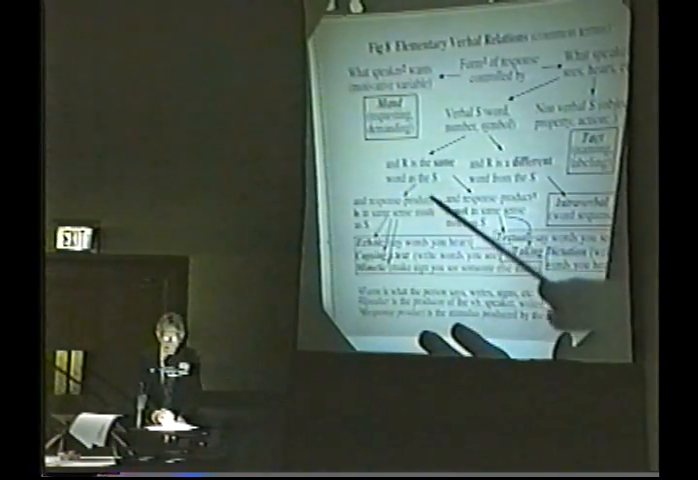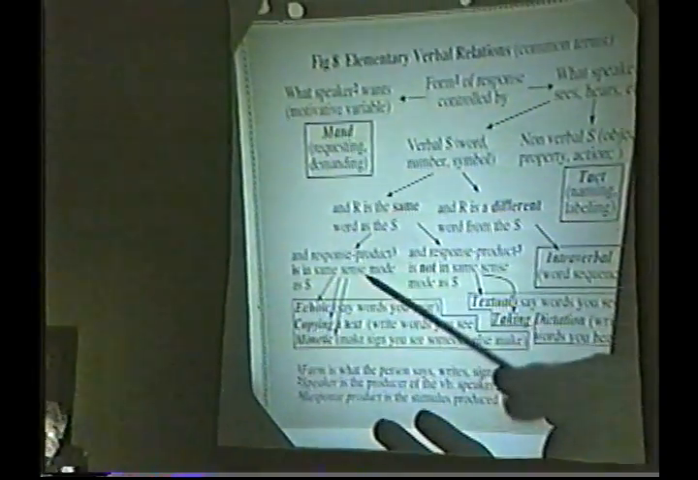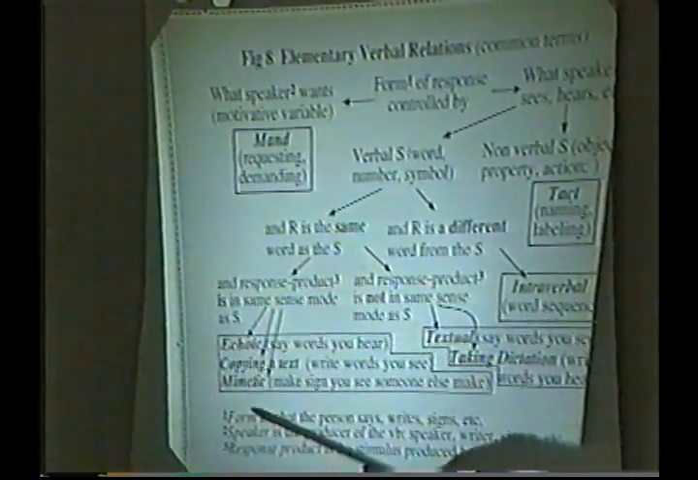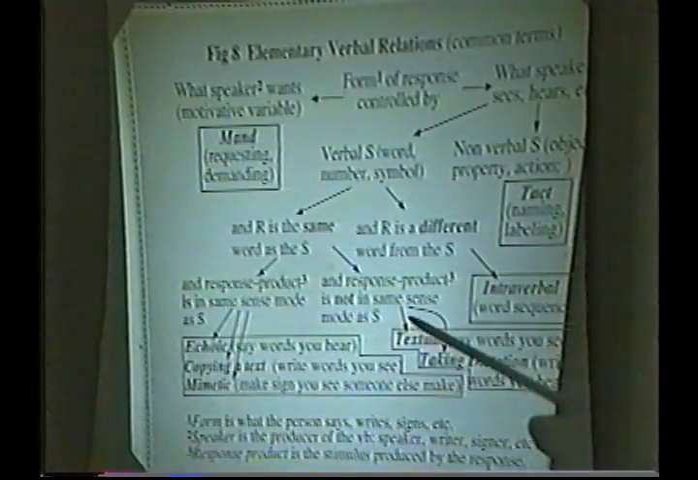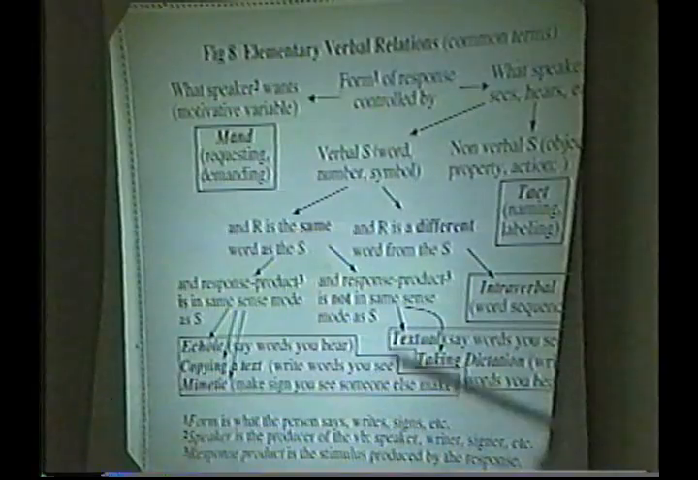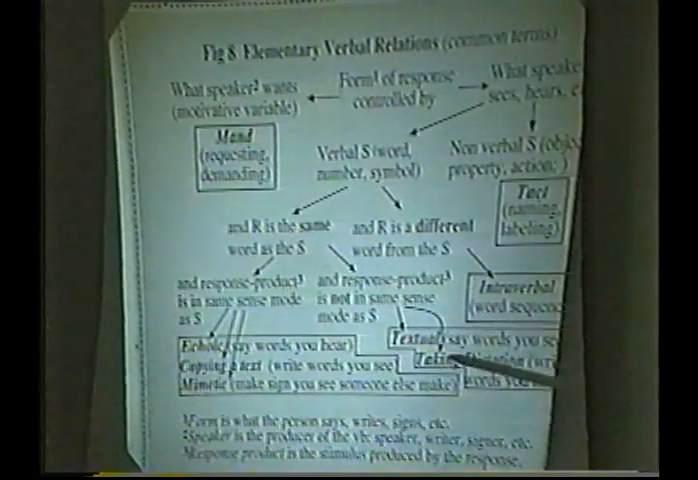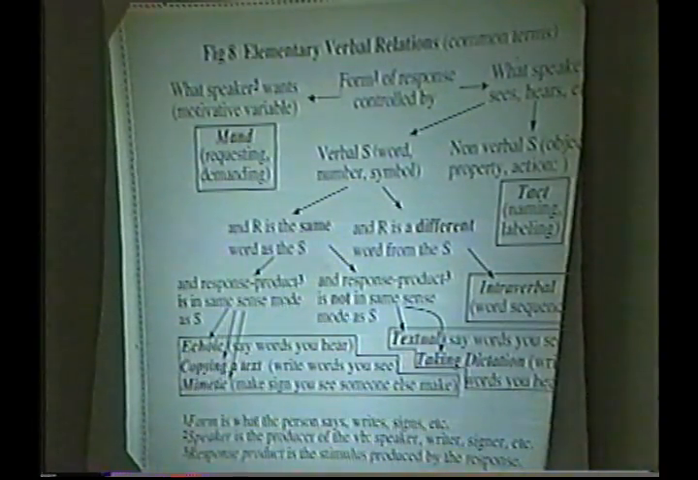So if the response product and the stimulus are in the same sense mode and resemble each other, then it's called echoic, copying a text, or mimetic behavior. If the response product is not in the same sense mode as the stimulus, then it's called textual behavior or taking dictation.